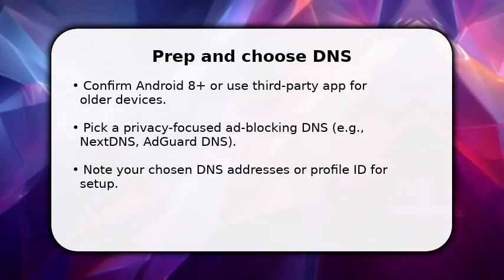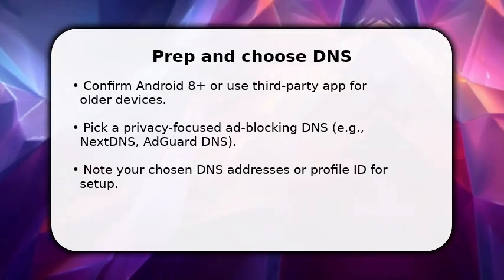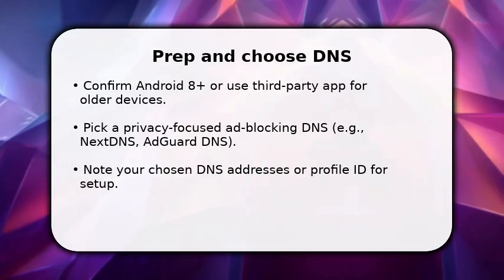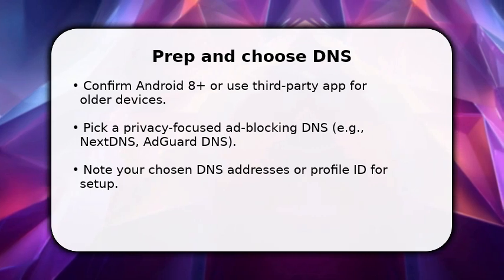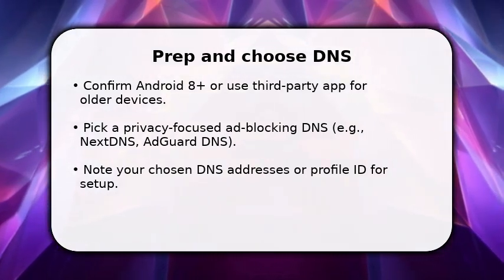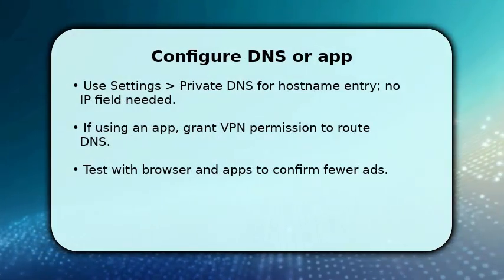Open Settings and search Network and Internet, then tap Private DNS. Select Private DNS provider hostname and type the provider's hostname exactly. This first step switches your phone from ISP DNS to an ad-blocking resolver, which is the foundation for blocking most in-app and browser ads. Next, you'll finalize the configuration and verify it works.